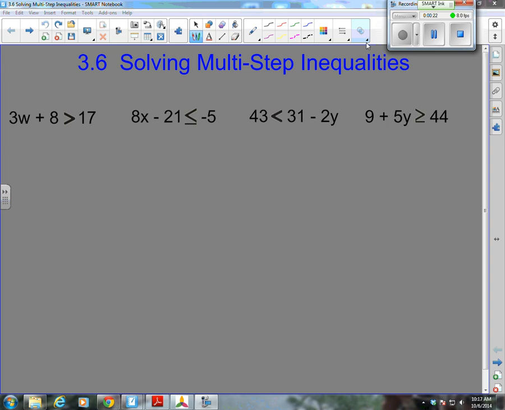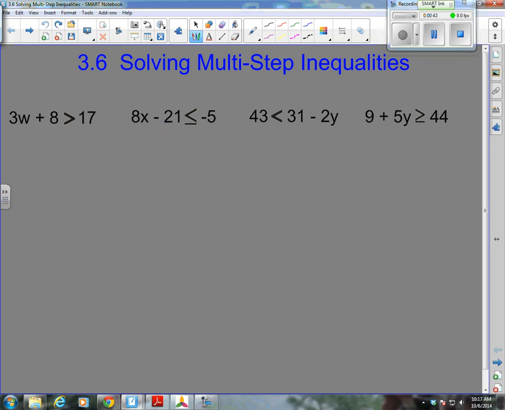One thing we really have to watch out for is flipping the sign when we divide or multiply by a negative number. And if I look at these four that I have here, well, it's pretty obvious which one I'm going to have to flip the sign on. It's this one because the variable's negative. The rest of these I'm good with. I've got positive variables. The sign's not going to be flipped. I just solve normally. So let's look at this one.